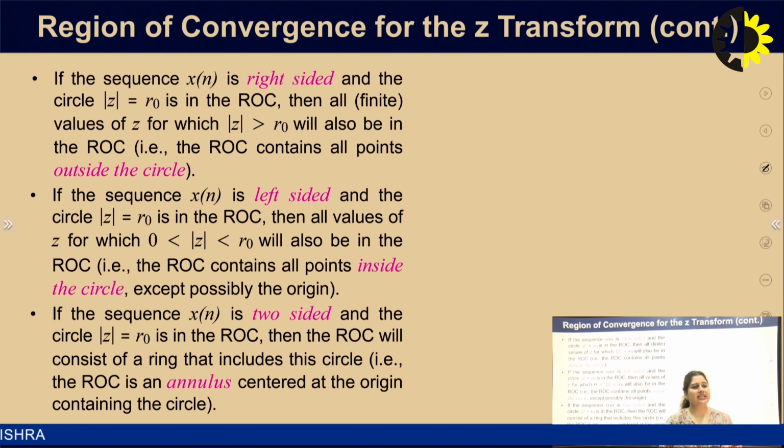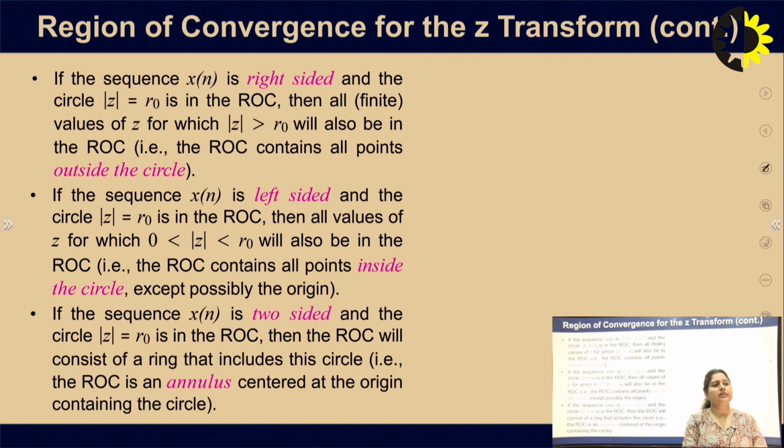If the sequence x[n] is left sided and the circle |z| = R0 is in the ROC, then, because it is a left sided signal, all values of z for which |z| is greater than 0 and less than R0 will be in the ROC. Then the ROC contains all points inside the circle except possibly the origin. If the sequence x[n] is two sided and the circle |z| = R0 is in the ROC, then the ROC will consist of a ring that includes this circle. That is, the ROC is the annulus centered at the origin containing the circle.